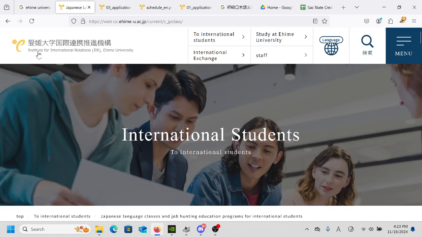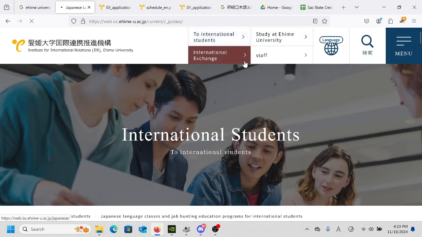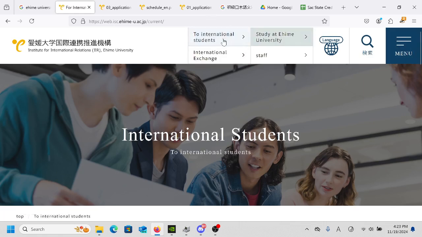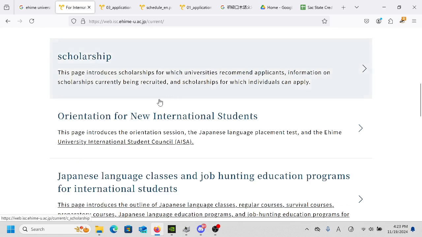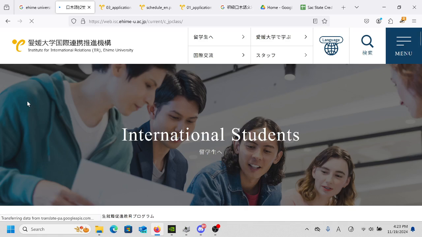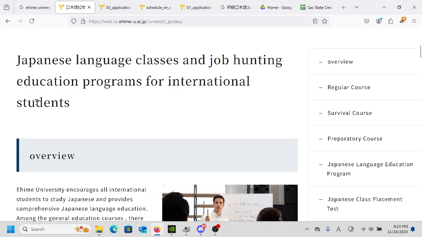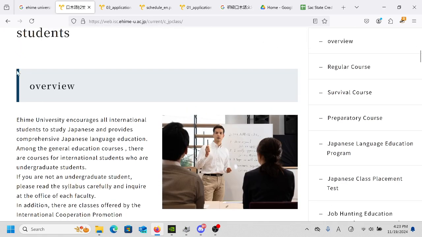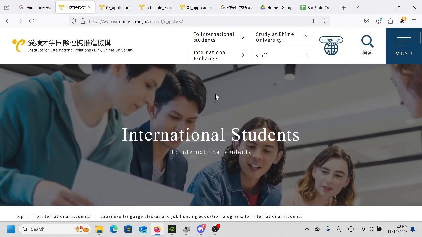If we go there, we get the website for the Institute for International Relations. You'll want to get to "International Students," and then "Japanese language classes and job hunting." And here we are. You can take Japanese classes from here that will transfer to Japanese classes at Sac State.